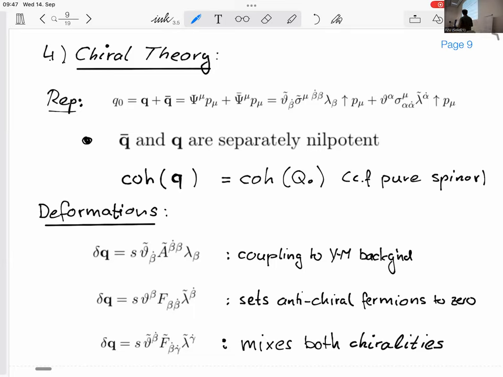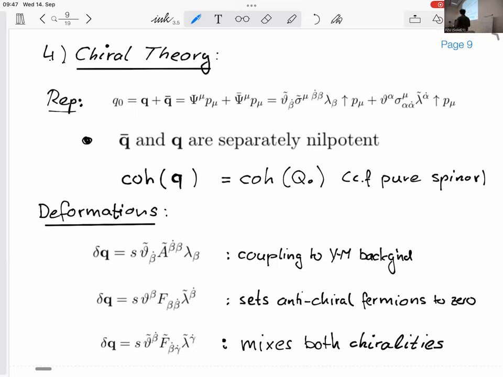If you switch on this deformation, you no longer have this type of equation, but you get something like this plus d twiddle of phi twiddle equals zero. So you start mixing the two chiralities; you just rotate in the chirality space. That's what these deformations do. Okay, so that in itself, I'm not sure. Maybe there's an interpretation that would be good to see.